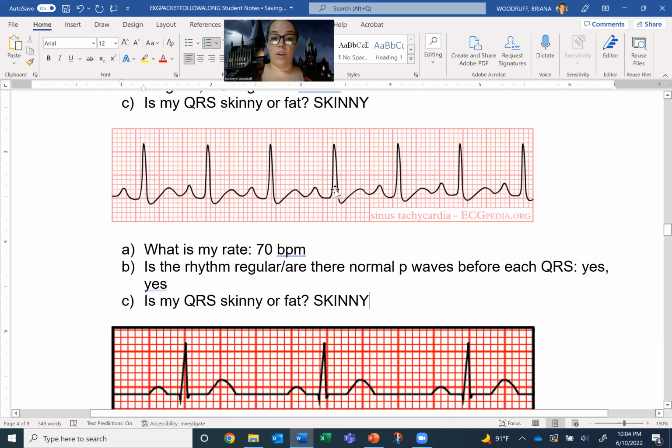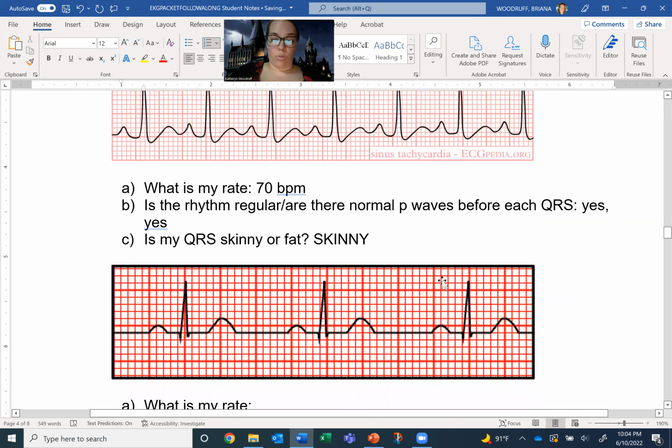So I have what looks like a pretty normal rhythm. There's a P wave, a QRS, and a T wave. I have all my parts. My QRS is skinny, which is what I want it to be, so I don't have a ventricular rhythm. My rate is normal. It's not too slow, not too fast. So what I have here is normal sinus rhythm. If everything's normal, rate's normal, and I have all my parts, then I have normal sinus rhythm.